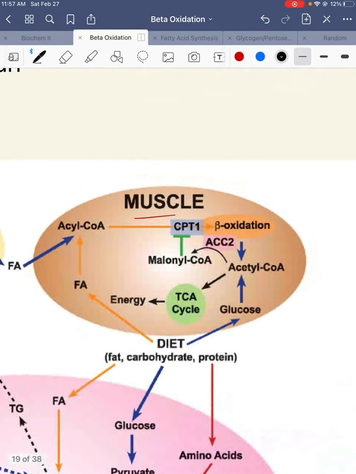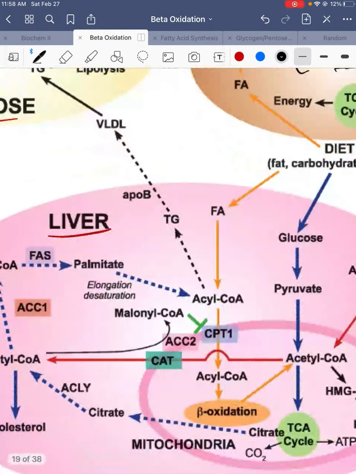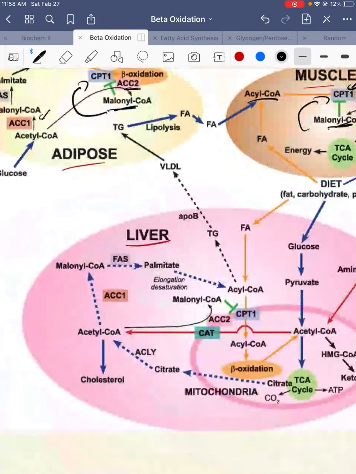So acyl-CoA wants to go into beta-oxidation, it needs to go through CPT1. And then ACC2, if you have high energy, ACC2 takes acetyl-CoA, makes malonyl-CoA. Then malonyl-CoA can go back and inhibit CPT1. It also happens in the liver. So this is the liver, and it shows the liver doing beta-oxidation and other stuff. So this is the acyl-CoA.